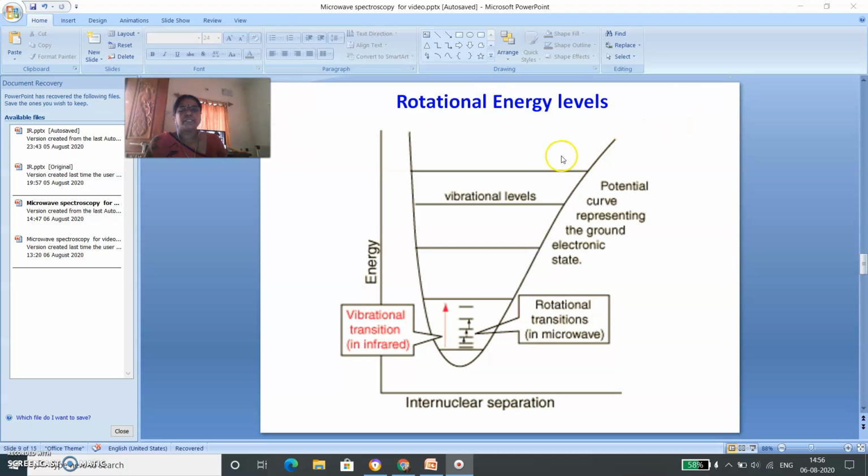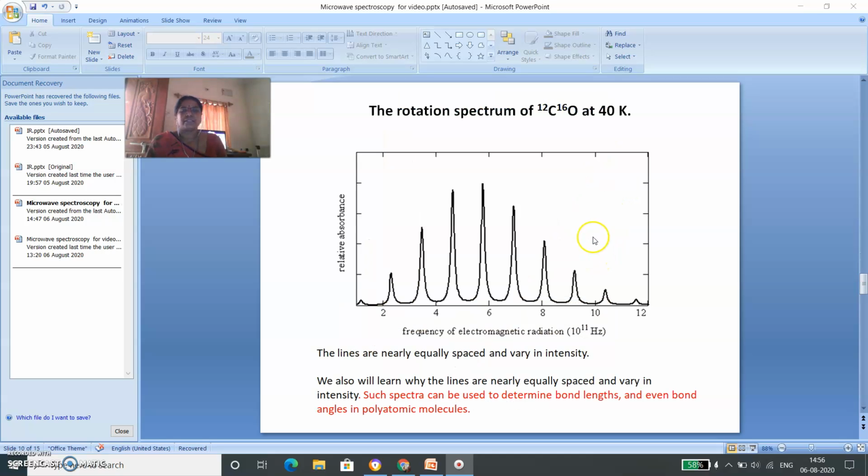These are the rotational energy levels, right? Let us consider this is a simple harmonic wave, or simply consider this is like a parabola. If you plot a graph with X as internuclear separation and Y as energy, these are the rotational transitions which you are going to find in the microwave. These are vibrational. So this is the potential curve representing the ground electronic state.